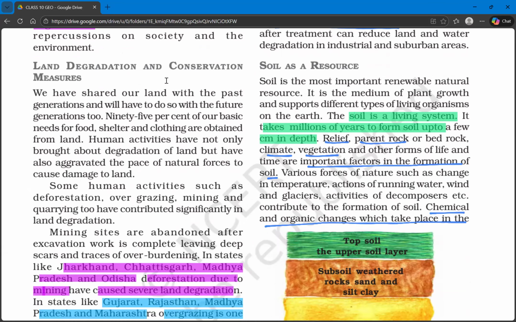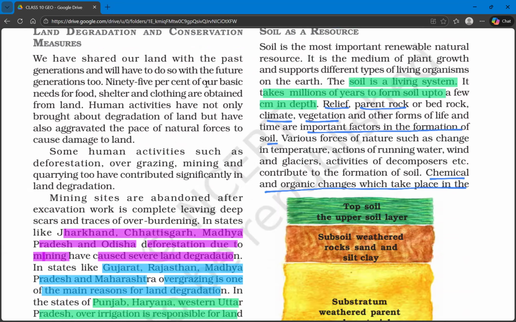Next one, land degradation and conservation measures. We have shared our land with the past generations and will have to do so with the future generations too. 95% of our basic needs for food, shelter, clothing are obtained from land. Human activities have not only brought about degradation of land but have also aggravated the pace of natural forces to cause damage to land. So what did we do? We not only degraded the land but also increased the pace of natural forces to cause damage to land.